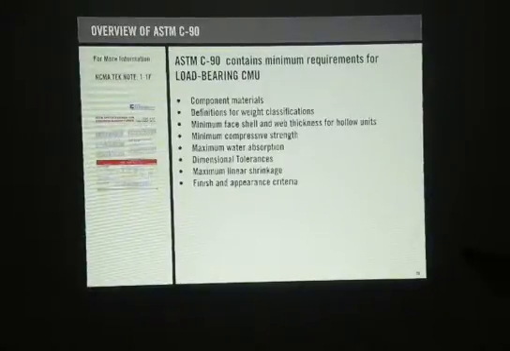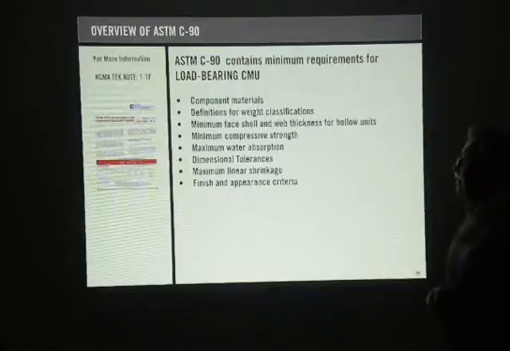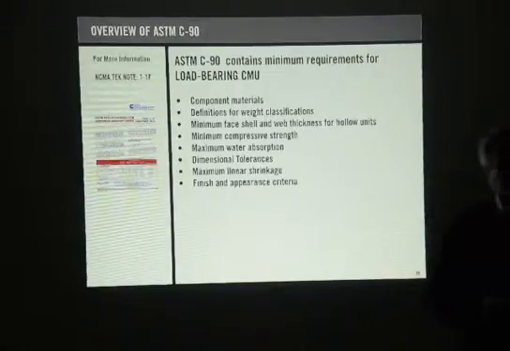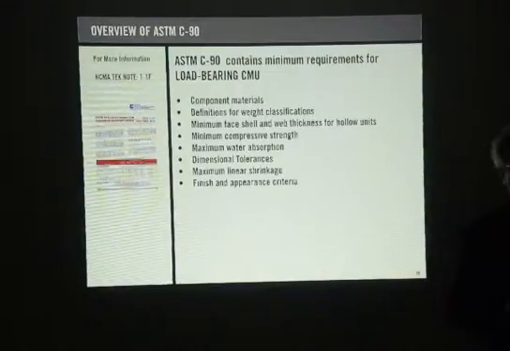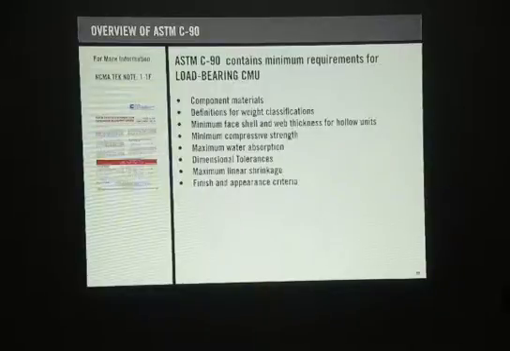This is NCMA TEK 7, which is a fire rating. There's fire rating information. It's very important for buildings that need to have a 1 hour, 2, 3, 4 hour fire rating. This is what helps us here. But they're all part of the criteria.